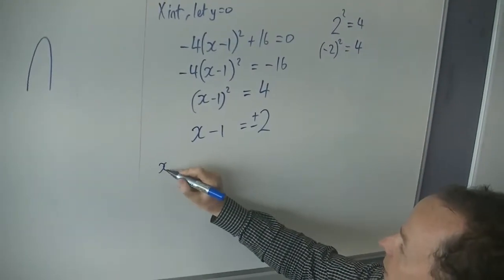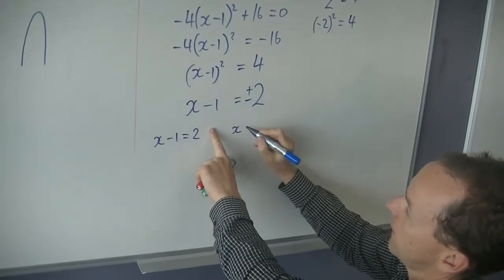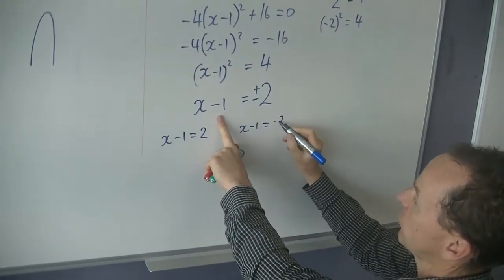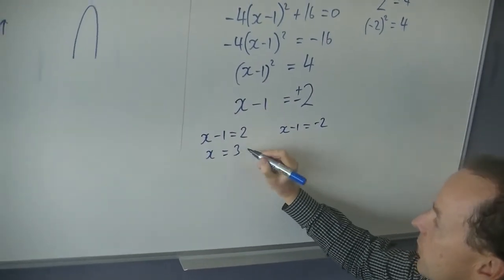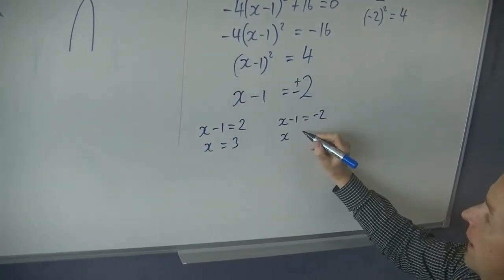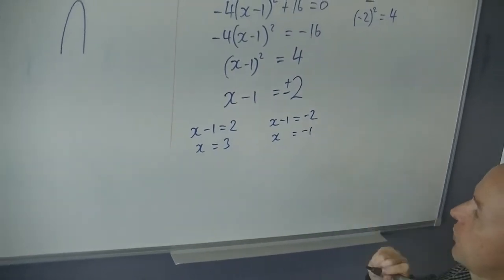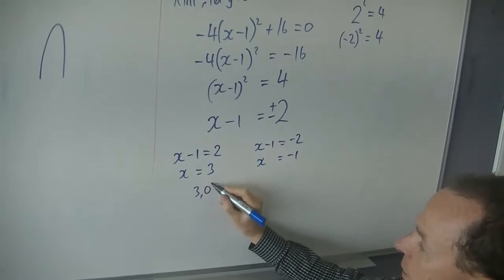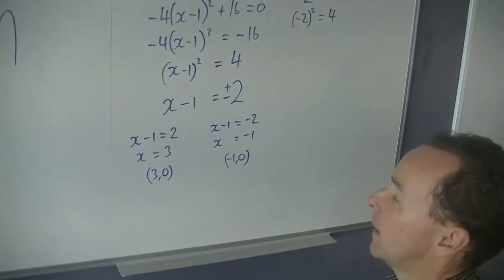So we can solve x minus 1 is equal to positive 2. We'll also write here x minus 1 is equal to -2. We'll get our 2 answers. So x equals, plus 1 to both sides, x equals 3, and -2 plus 1 is -1. So we've got 3, 0, and we've got -1, 0. And there we have it.